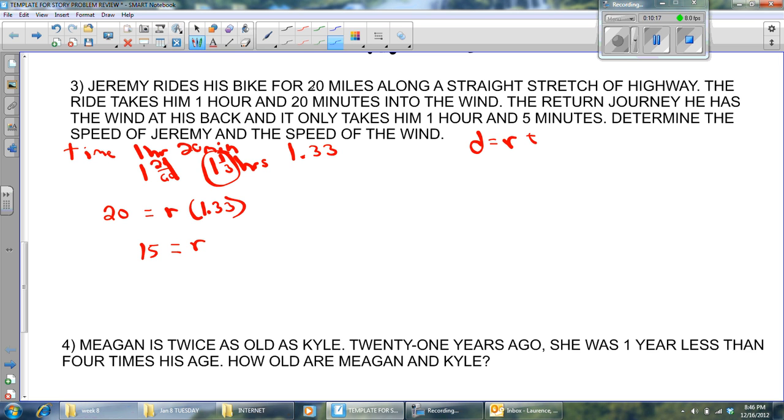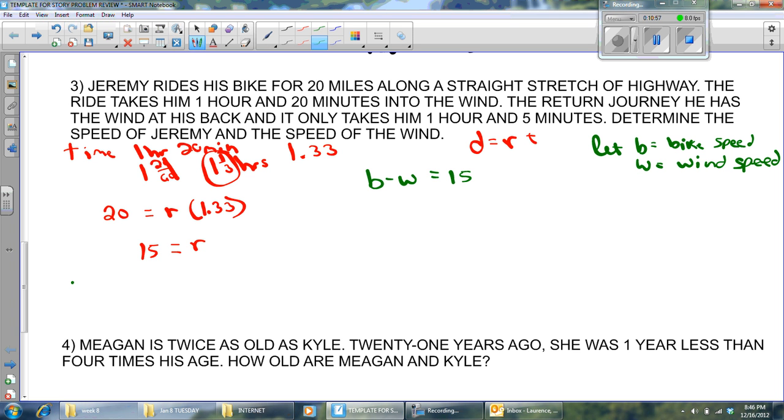And now, let's see, that's into the wind. So I'm going to let B equal the bike speed and W equal the wind speed. And so my first equation into the wind is going to be B minus W, and that's going to equal 15. Now, the return journey, the one where I went back, takes an hour and 5 minutes.